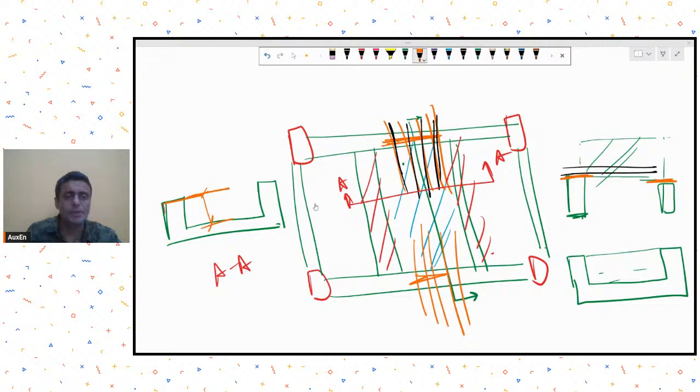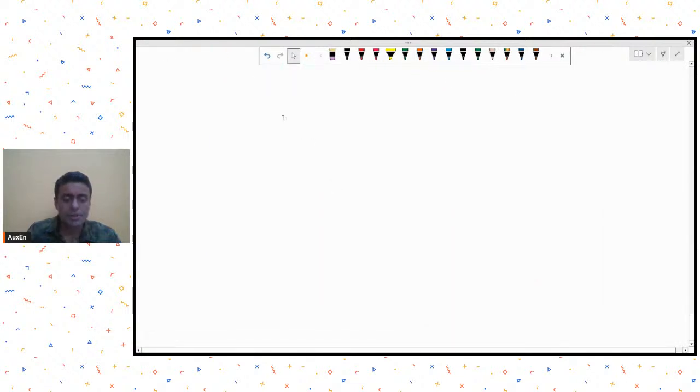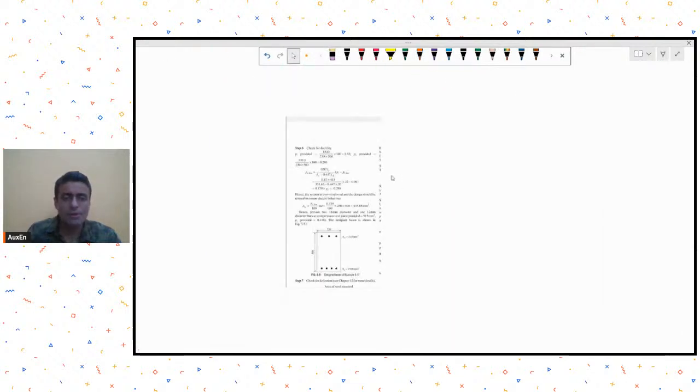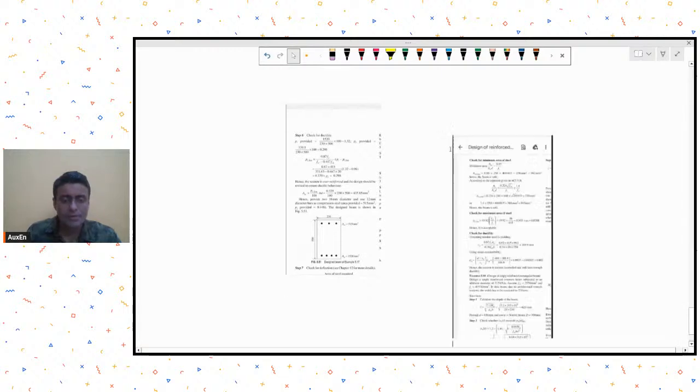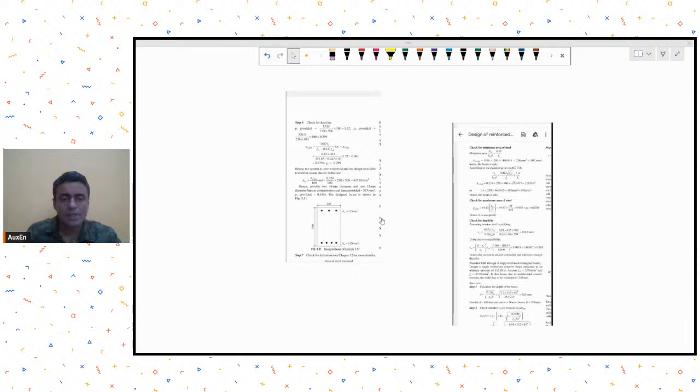Okay. Now, next question is from Mr. Arvind. He has shared a couple of documents. So I'll just put it in the group first. Not in the group, I mean in the OneNote I'll put it. It is a screenshot from some book. And then he has shared the PDF of the book, which I'm not going to show you.